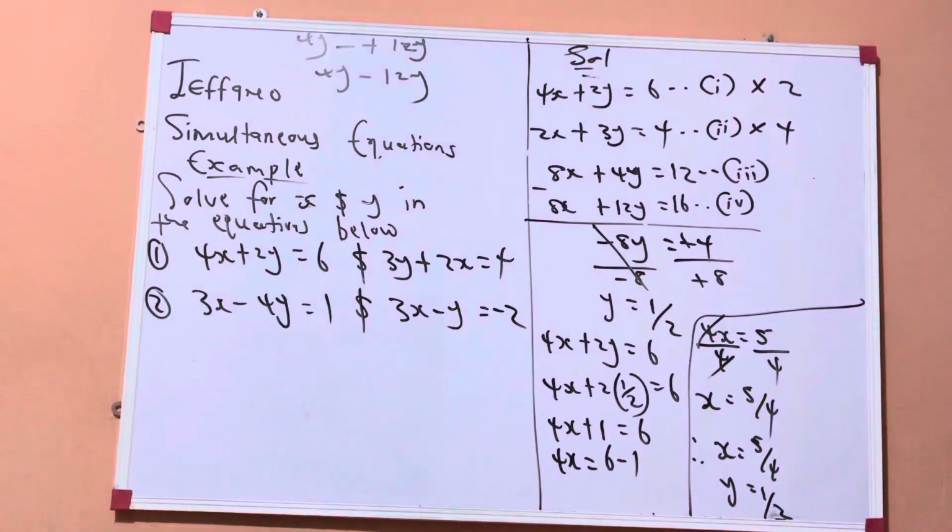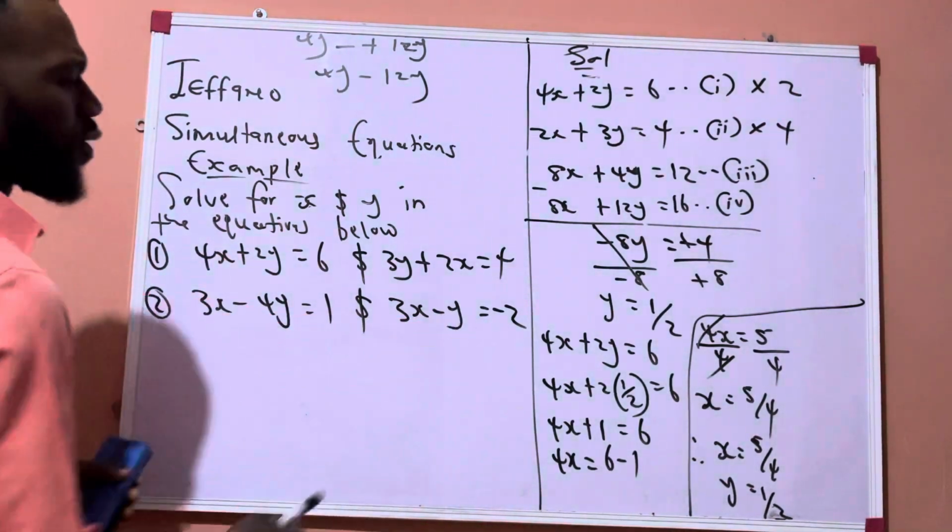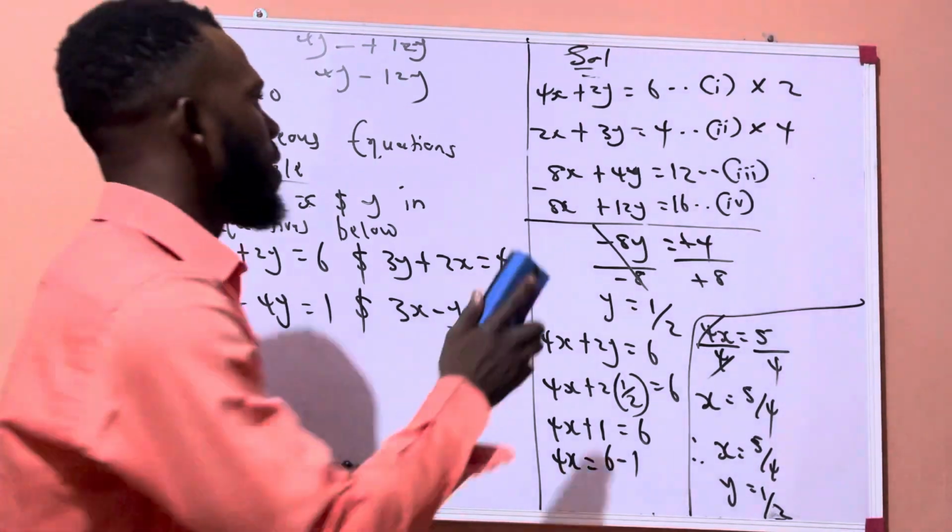Okay, let us go to question number 2, which says 3x minus 4y equal to 1, 3x minus y equal to minus 2. Let's go there.